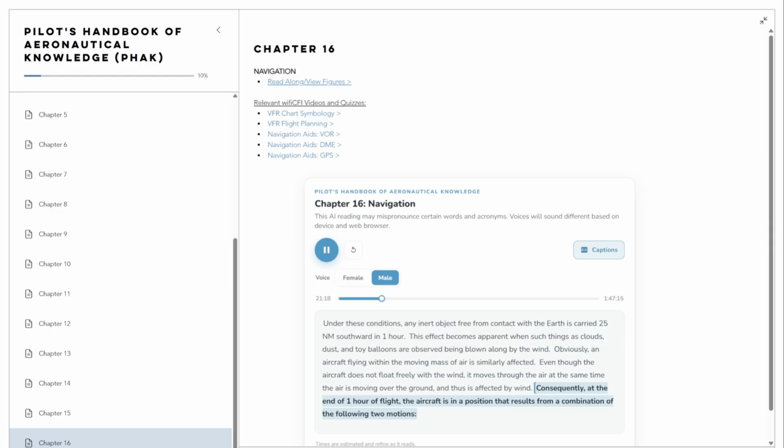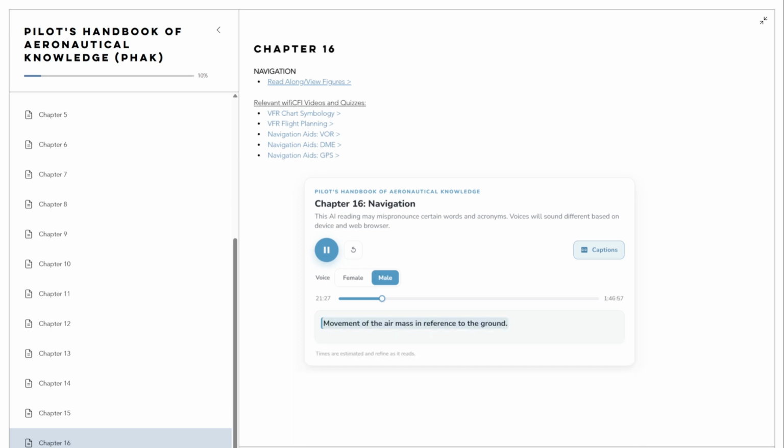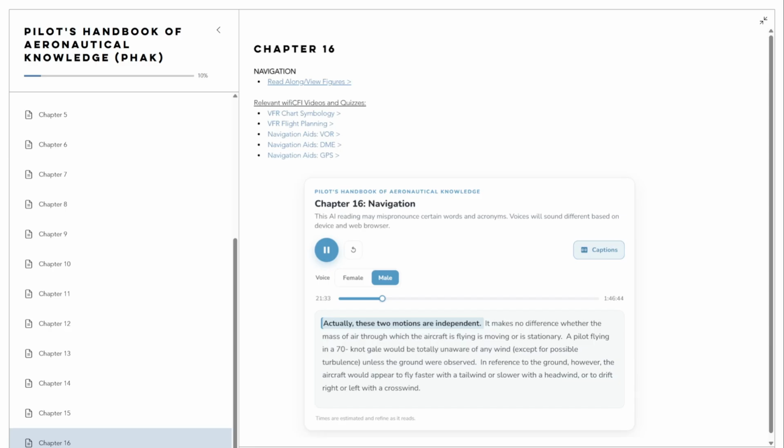Consequently, at the end of 1 hour of flight, the aircraft is in a position that results from a combination of the following two motions. Movement of the air mass in reference to the ground. Forward movement of the aircraft through the air mass. Actually, these two motions are independent. It makes no difference whether the mass of air through which the aircraft is flying is moving or is stationary.